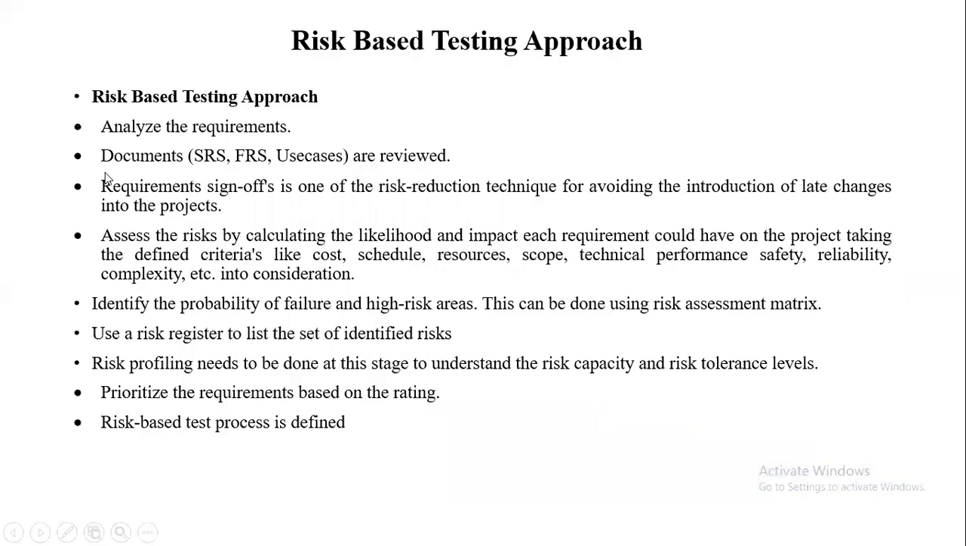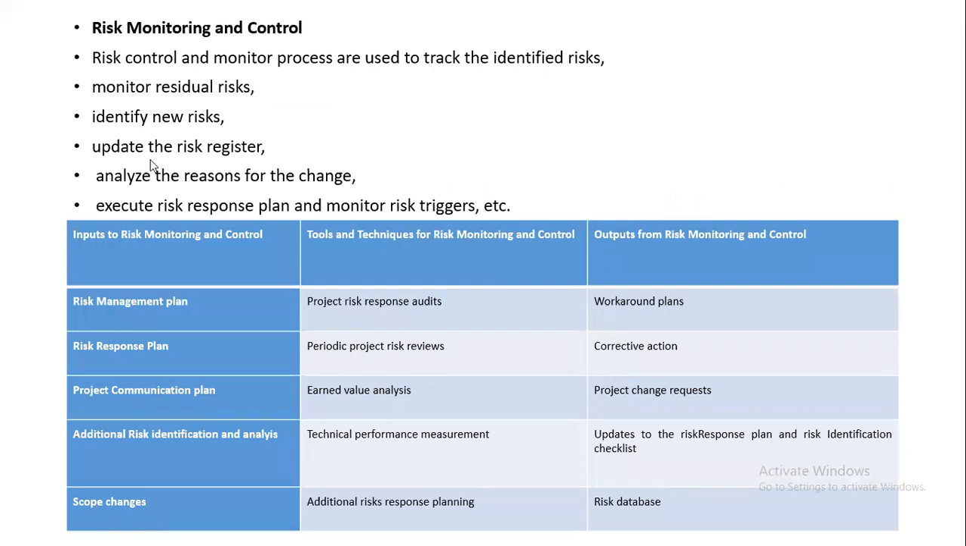And then we are going to analyze the reasons for any changes, if at all any changes are going to occur, and execute the risk response plan and monitor risk triggers. So these all will be done by our risk monitoring and control part. So these are the different steps in the risk management process.